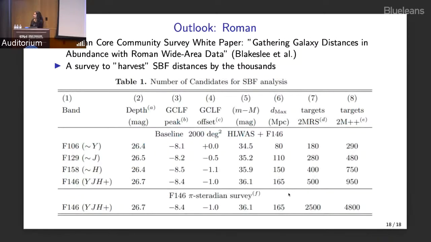I have conspicuously not spoken about Roman, so I'm going to use my last minute to do that. As Adam said in the talk just before me, Roman is going to be the best of both worlds, so you don't have to choose. You can have wide area, and what used to be done with 130 pointings with HST, 130 orbits, can now be done in 7 pointings using Roman. So Roman would go farther, would go wider, and would be an SBF harvesting machine to get SBF distances, with high accuracy in the thousands. And that has been the focus of our core community survey white paper.